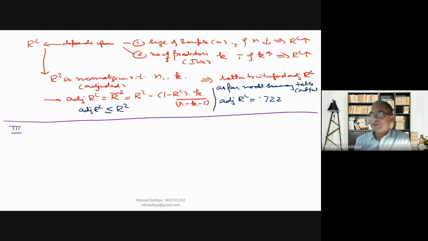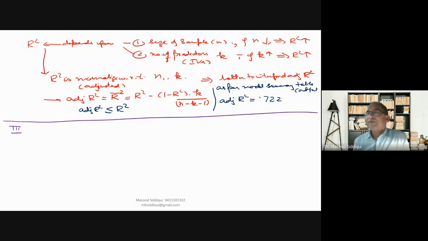So this is the adjustment factor. If there is a big difference between R square and adjusted R square, it is better to interpret adjusted R square. Otherwise, it is immaterial whether you interpret R square or adjusted R square. Is it okay, Ms. Tanu? Okay.